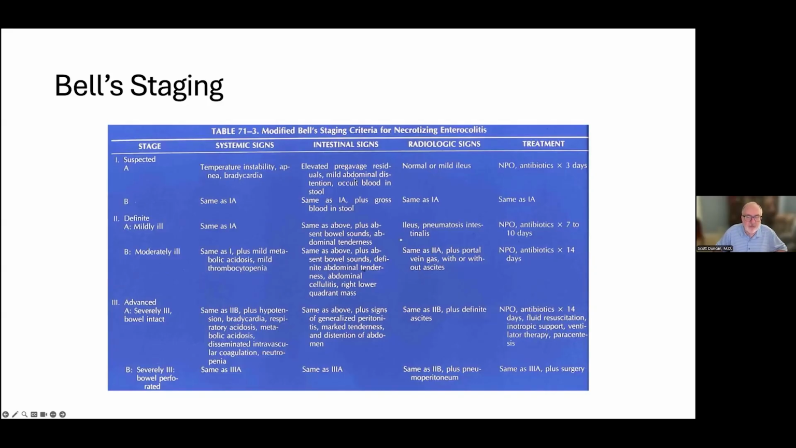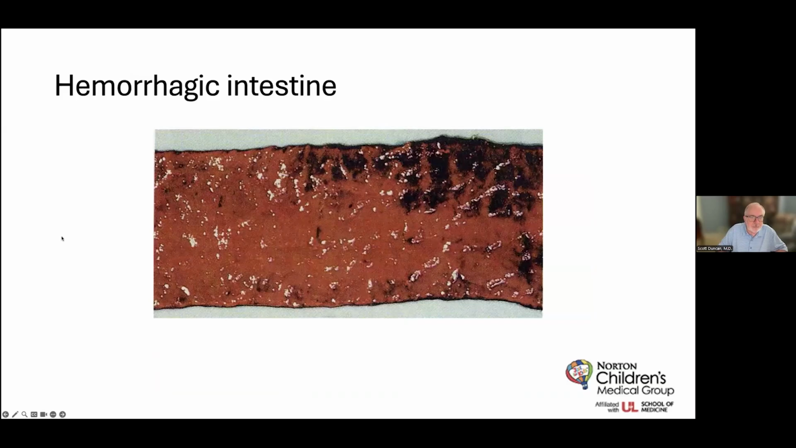Here's a perfect example of a baby that would have mild abdominal distension, may have a little bit of blood in the stool, and an ileus can certainly be seen in a variety of other infectious states. It goes all the way down to 3B, where you have actual bowel perforation. This is a shot of a hemorrhagic intestine, again, a surgical specimen.